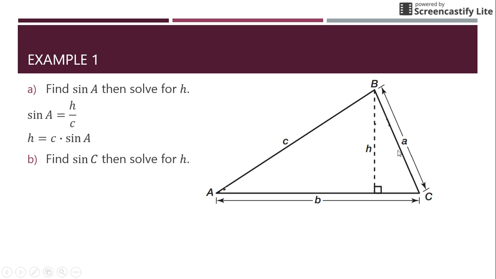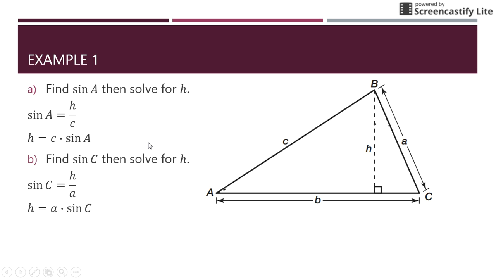Again, opposite leg over the hypotenuse means it will still be an H on top, but in this case, my hypotenuse is actually A. Again, solve for H, we'll multiply both sides by A. And take a look at this. Both of these equal H.